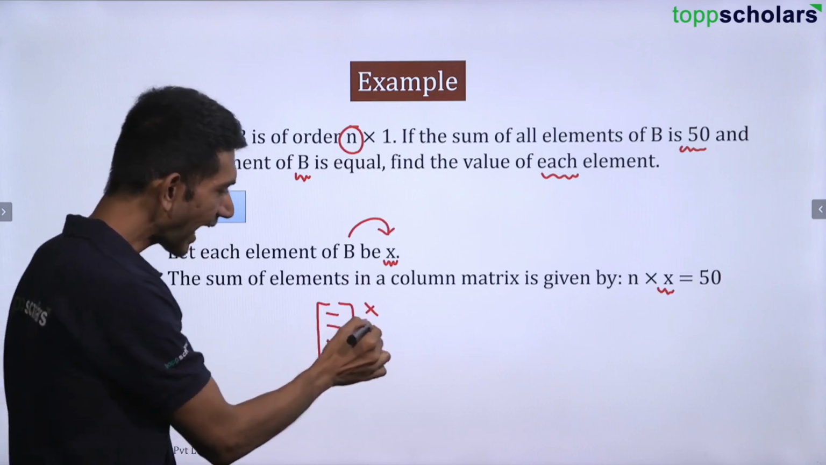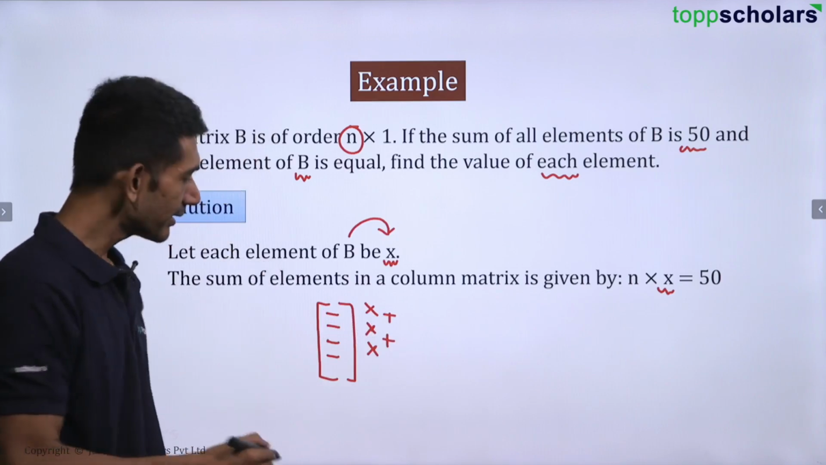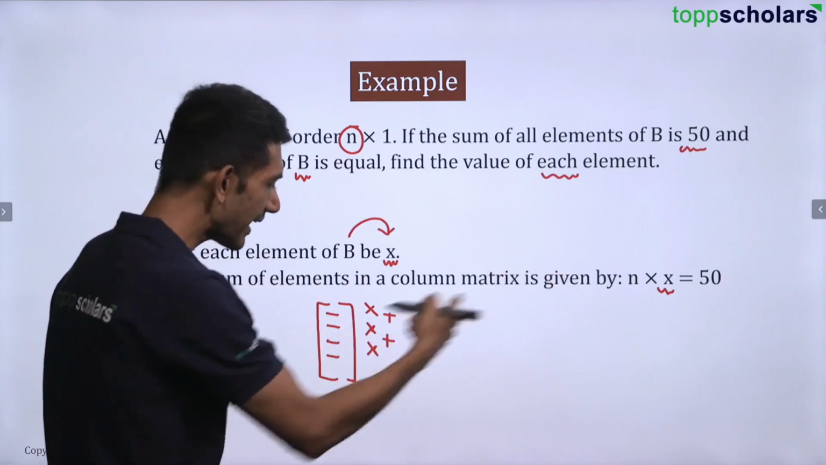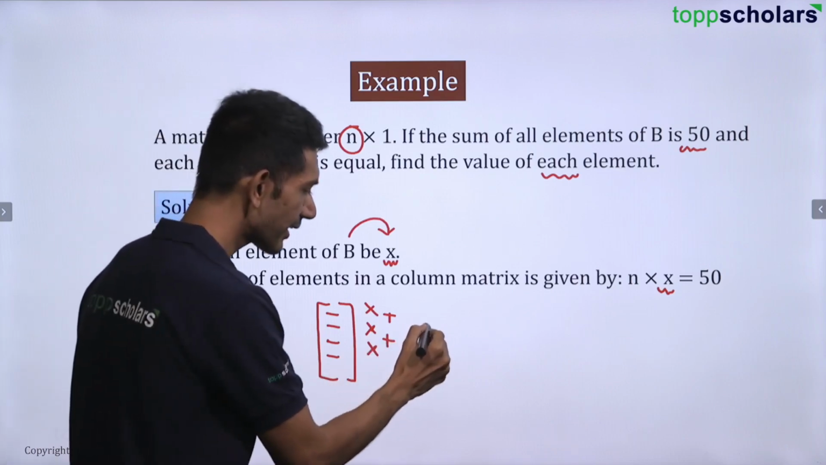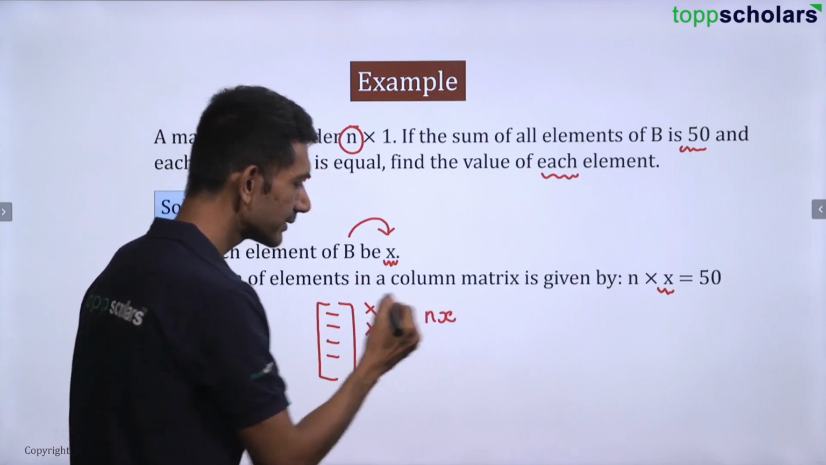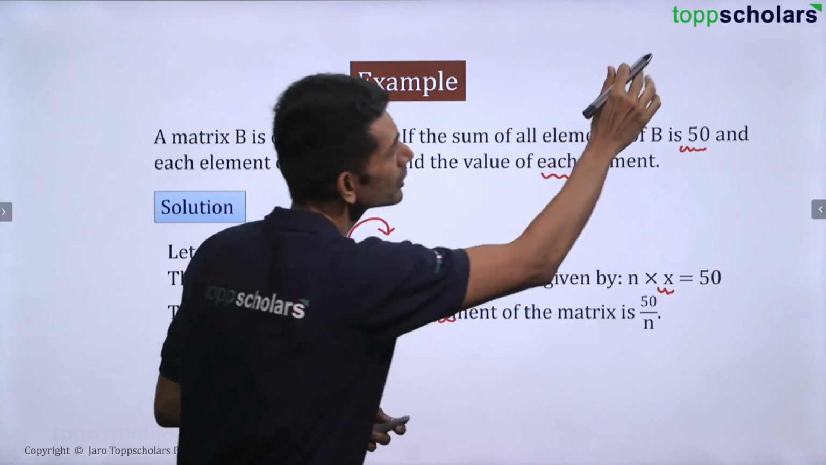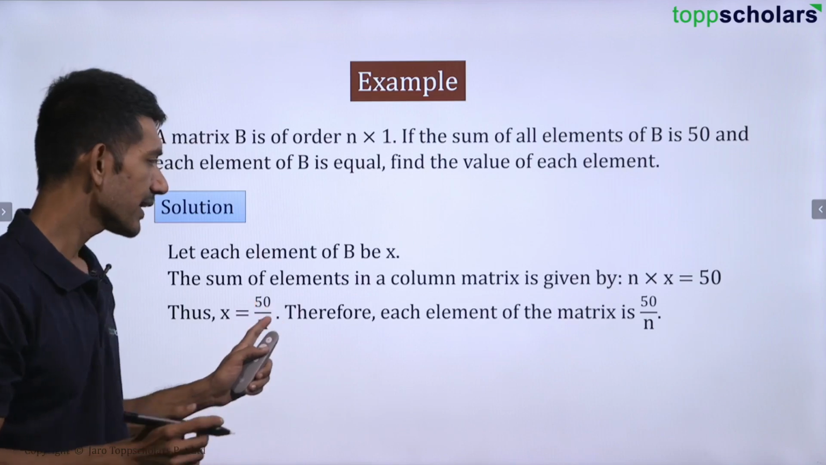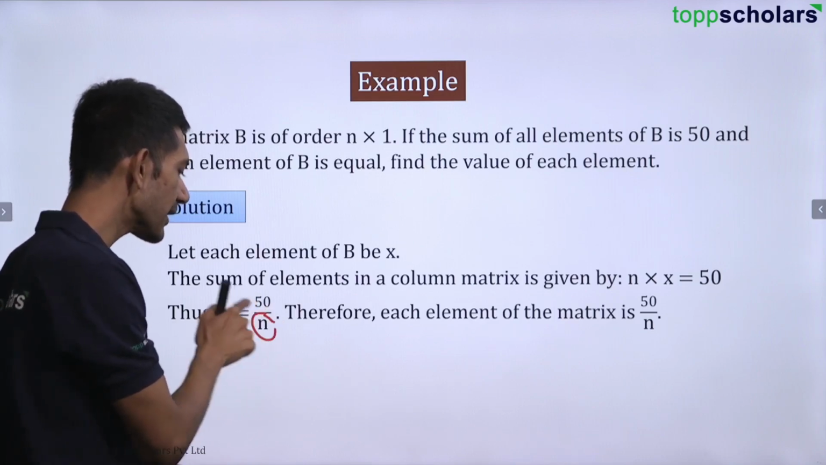So can I say I need to add these, right? But how many rows are there? There are n rows. So I have to add x n times, right? So I'll write down nx. Correct? So nx will be equal to 50. So x will be how much? x will be 50 divided by n. Now it completely depends on n, right?